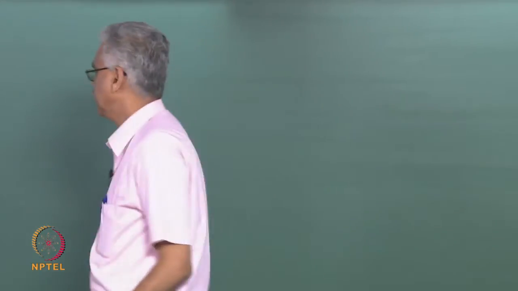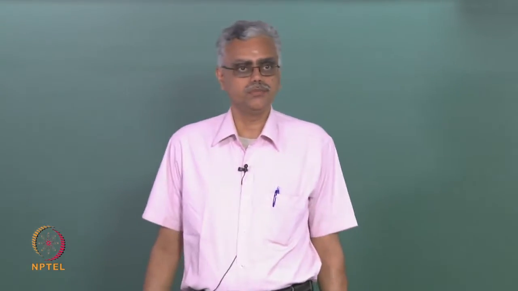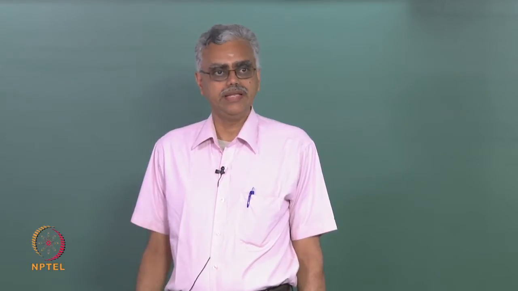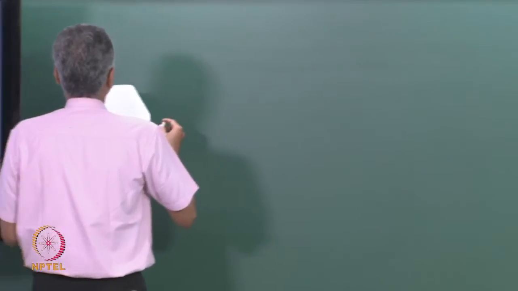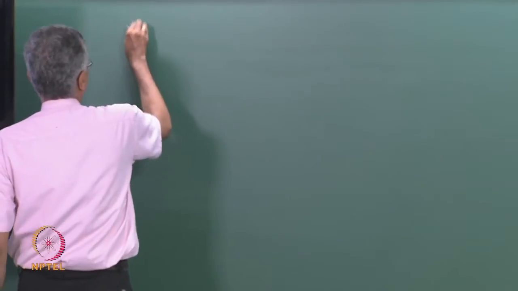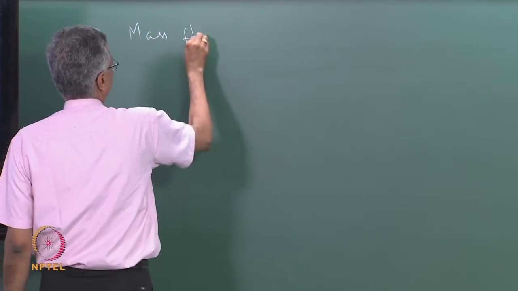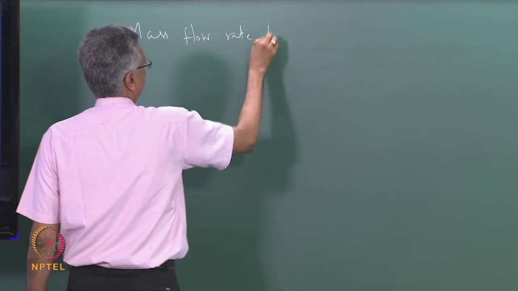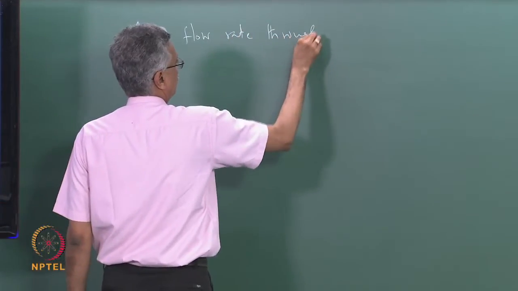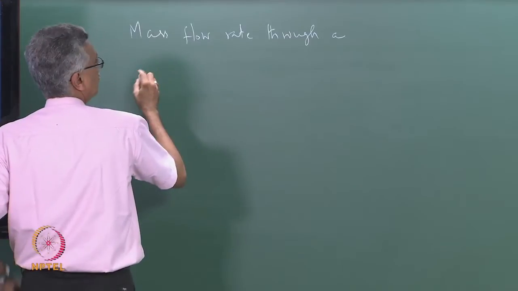In the previous class we derived the area Mach number relationship for flow through a varying area passage. In the next module we are going to look at mass flow rate through a choked passage.